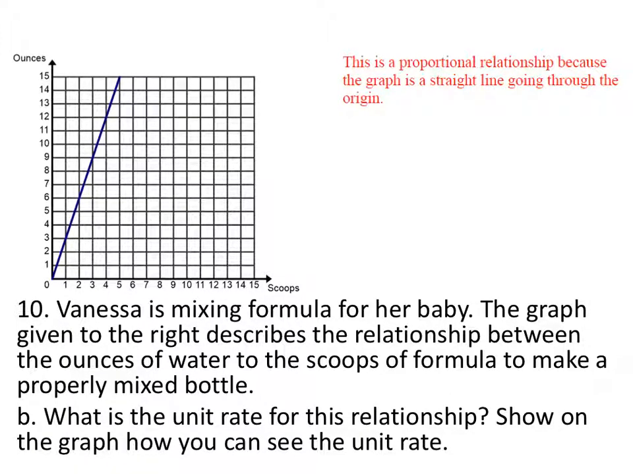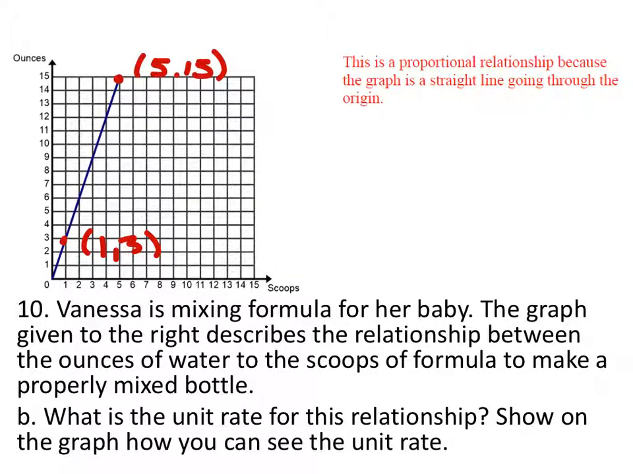Part B, what is the unit rate for this relationship? Show on the graph how you can see the unit rate. So to find the unit rate on the graph, what we need to do is identify two ordered pairs on the graph. And I'm looking at this one. That's 1, 3. And it wouldn't matter which other one we use, but we can use this one as well. That's at 5, 15.